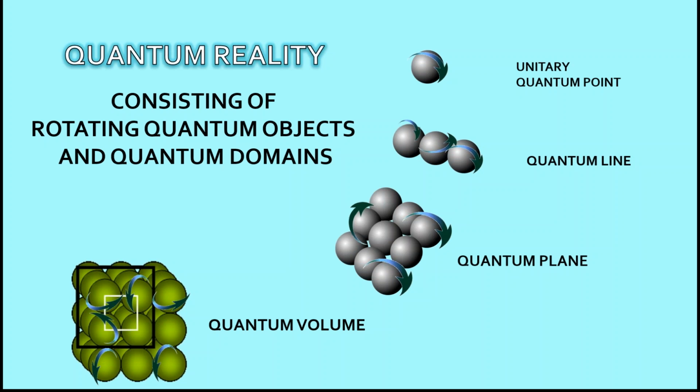In TDVP, a one-dimensional domain is a line-like region occupied by quantum points, as shown in this slide. A two-dimensional domain is a plane with thickness equal to the diameter of a quantum point. And a three-dimensional domain is a domain consisting of the volume occupied by parallel planes of quantum points.